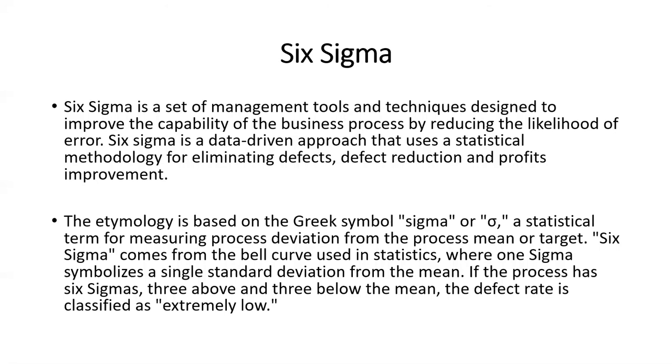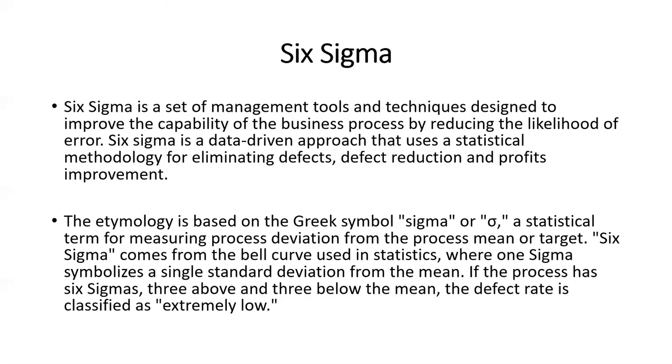Whatever process deviations are occurring, they are measured from the process mean or target. Six Sigma comes from the bell curve used in statistics. As we know, the normal distribution curve is the bell-shaped curve where we find the deviations, where 1 sigma symbolizes a single standard deviation from the mean.